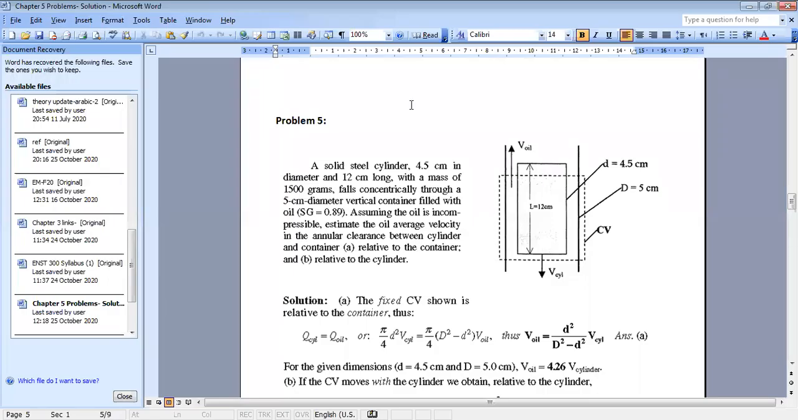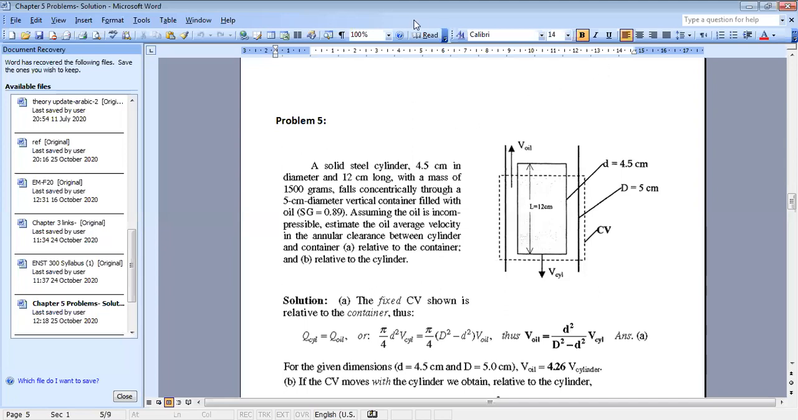In this problem, a solid steel cylinder of 4.5 centimeter in diameter and 12 centimeter long with a mass of 1,500 grams falls into a 5 centimeter diameter vertical container filled with oil of specific gravity 0.89. Assuming that oil is incompressible, estimate the oil average velocity in the annular clearance between cylinder and container. We will find the velocity relative to the container, then relative to the cylinder.